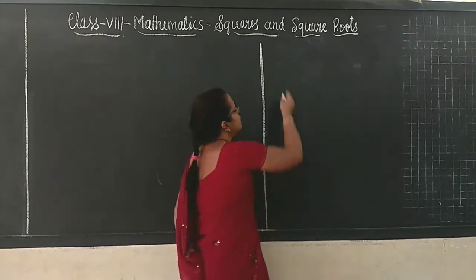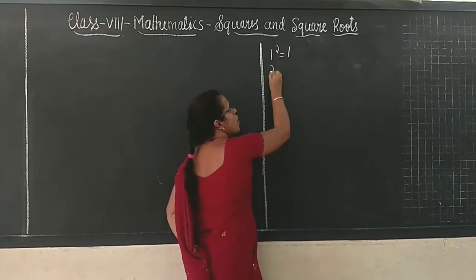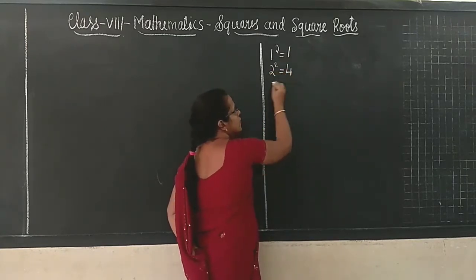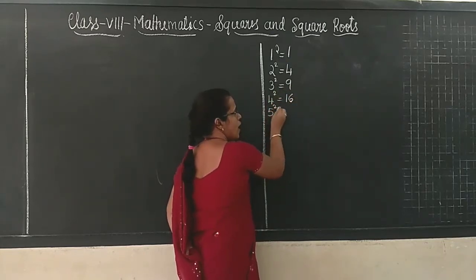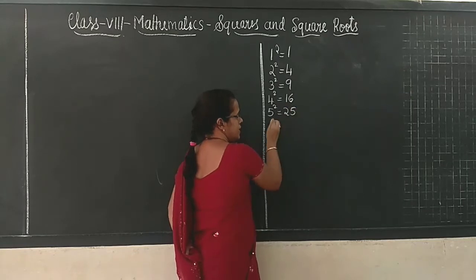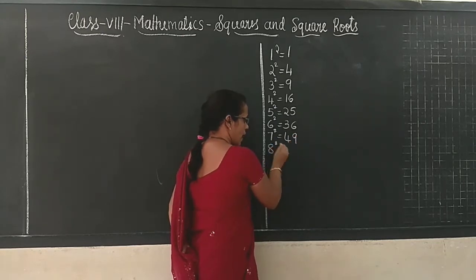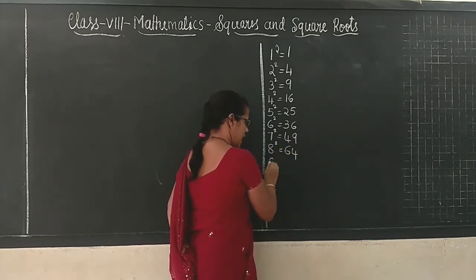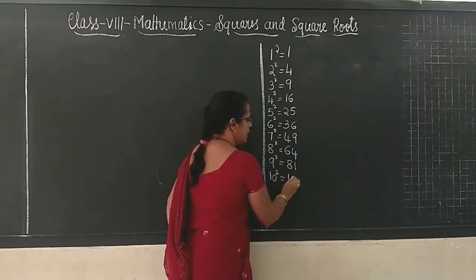What are the square numbers? 1 square is 1, 2 square 4, 3 square 9, 4 square 16, 5 square 25, 6 square 36, 7 square 49, 8 square 64, 9 square 81, 10 square 100.